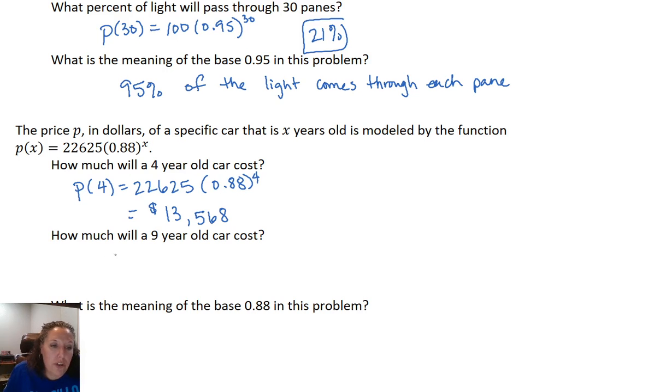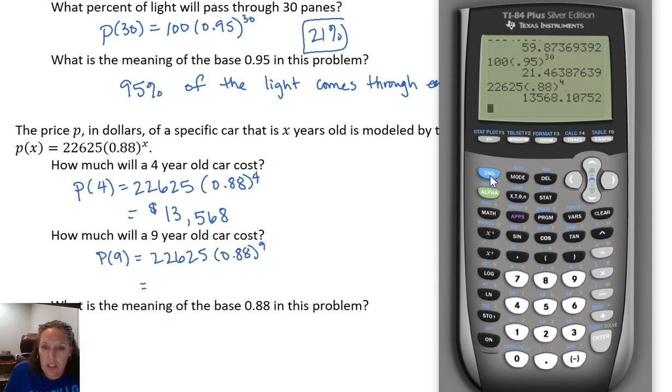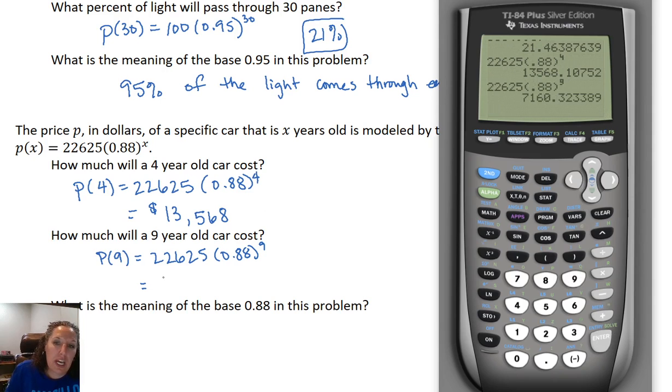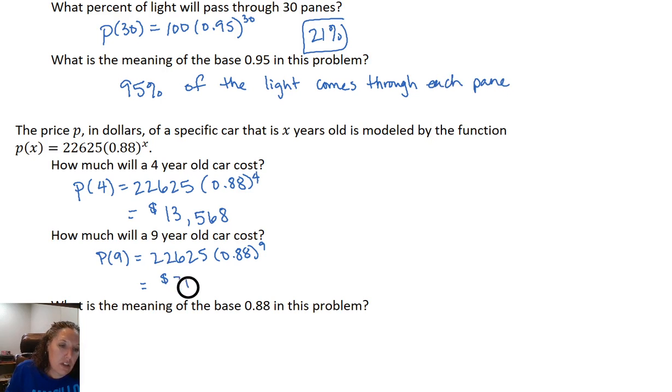And for a 9-year-old car, we're doing the exact same thing. We're going to plug in 9 instead of 4. Second enter is going to pull up the last thing we typed in, and we can change that 4 to a 9. And we get $7,160.